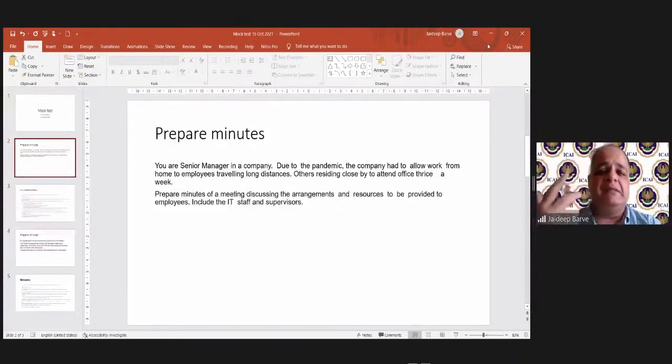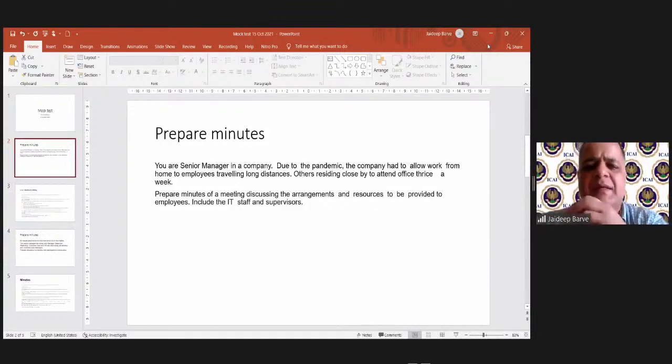So you can say somebody said that somebody would have suggested that people stay long distances, so railway trains are not working. So let them work from home. Some people who might be staying close by need not take the railway, so they can attend office, but at 50% of the office capacity, in line with the municipal guidelines, and also only thrice a week.